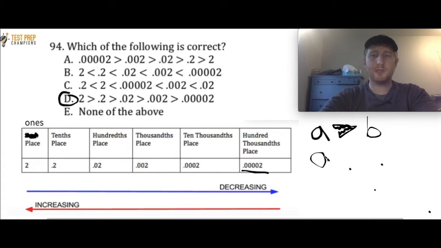If I went the opposite way, if I wrote this, I would read this as, my handwriting is pretty bad here, but I would read this as A is less than B, or you could say B is greater than A. So just make sure that you understand the differences between what these signs are telling you too. That's part of this question too.